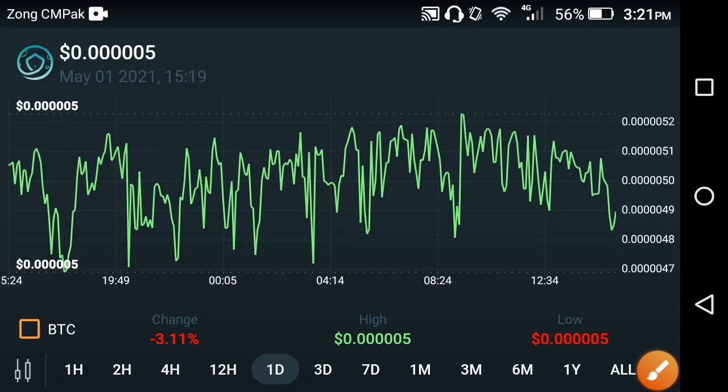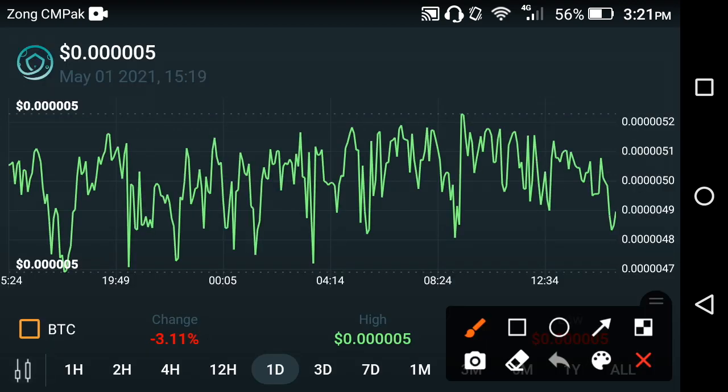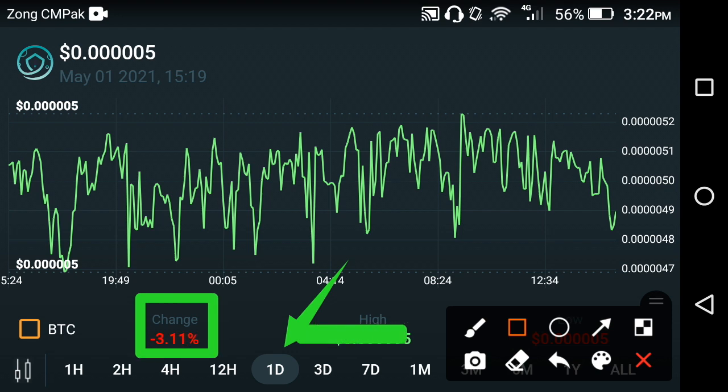Now that is the last one day price prediction chart. Absolutely, the chart structure is complex. And if we talk about the price change, it is about negative 3.11%, and the highest price of Safemoon coin is about 0.00005 USD in the last one day period, friends.